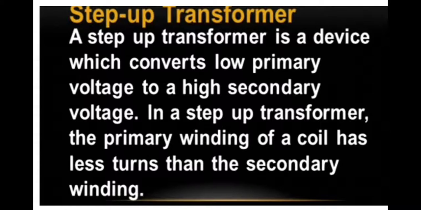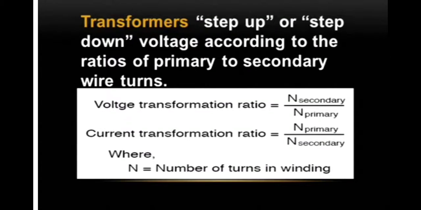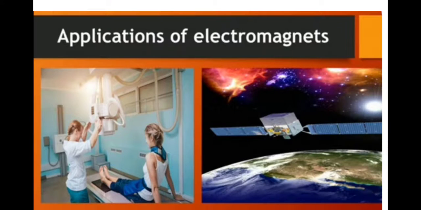A step-up transformer is a device which converts low primary voltage to a high secondary voltage. In a step-up transformer, the primary winding of a coil has fewer turns than the secondary winding. Transformers step up or step down voltage according to the ratio of primary to secondary wire turns. Voltage transformation ratio is N secondary divided by N primary. Current transformation ratio is N primary divided by N secondary. N is the number of turns in winding.